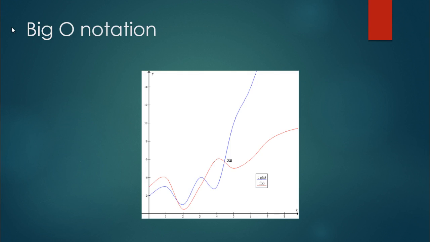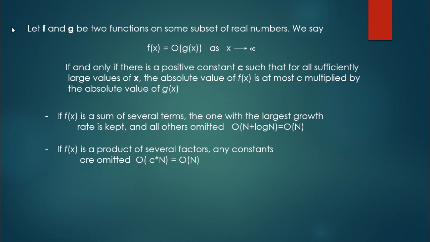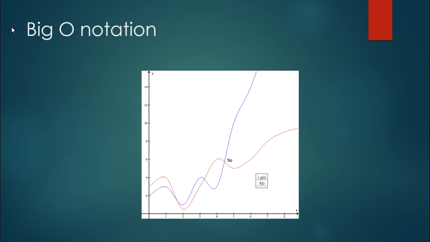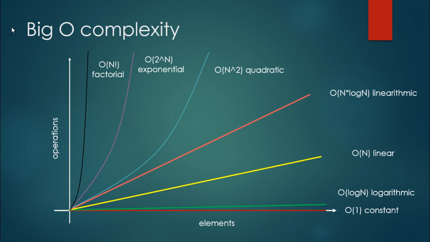So here's a good illustration of it. We have two functions, f(x) and g(x). f(x) is denoted with red, g(x) is denoted with blue, and we can see that from approximately 4.5, so from x0, f(x) is going to be at most c times g(x). So this is the concrete definition we've been talking about, that f(x) is O(g(x)). So that's it.